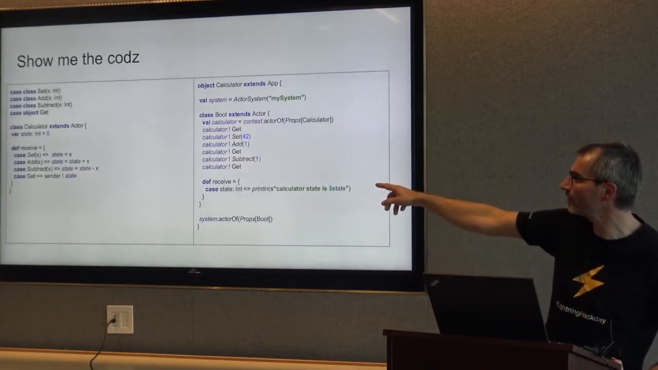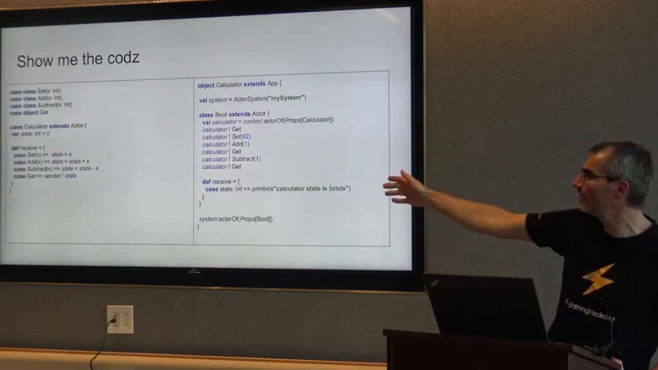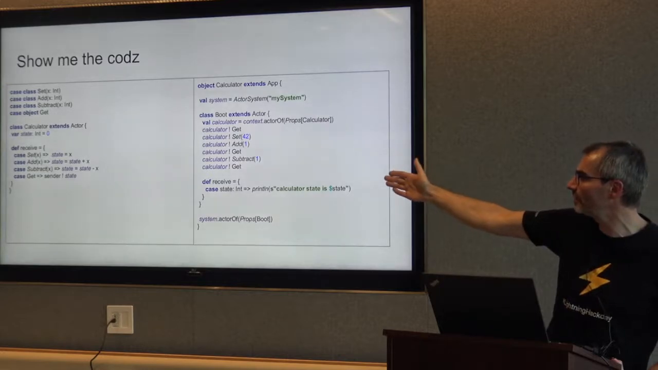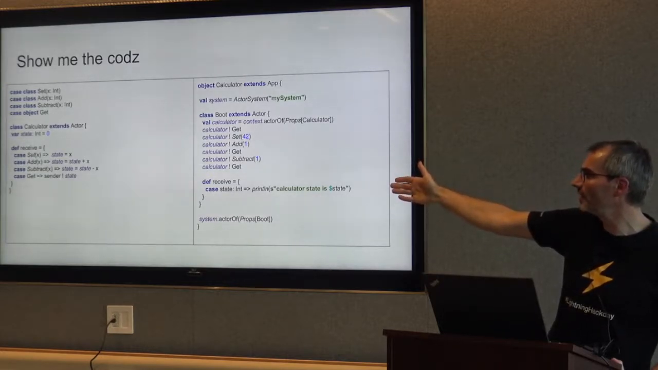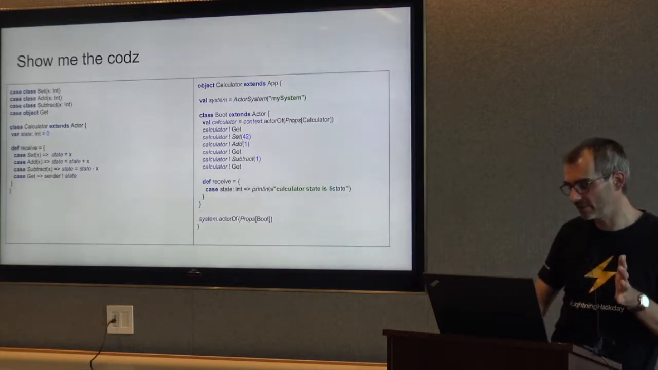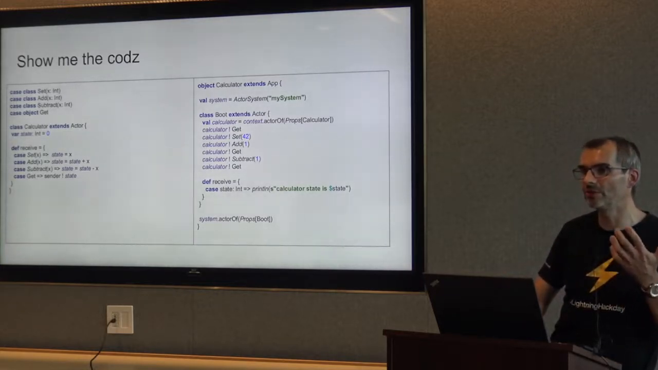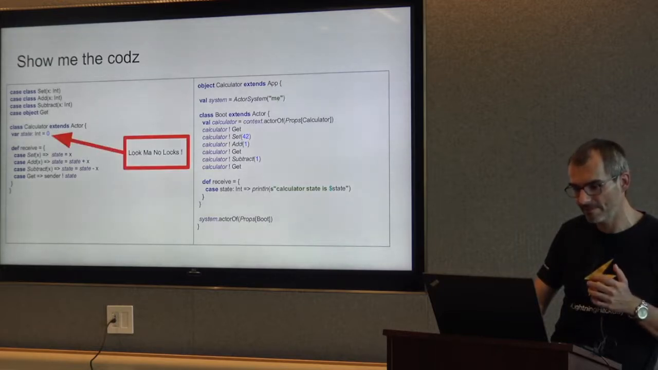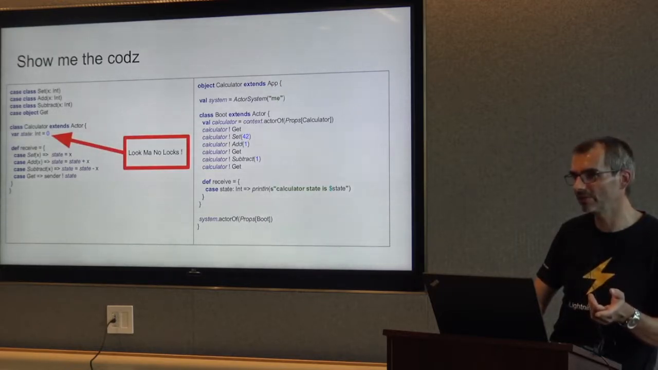There are no locks, no queues, no nothing. All you see is you receive a message, you update your states, and eventually you send back an answer. So it's very nice in that way that you don't fight the framework. And there are no locks. That's very important.